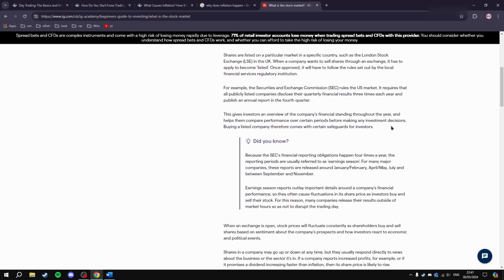Shares are listed on a particular market in a specific country, such as the London Stock Exchange in the UK. When a company wants to sell shares through an exchange, it has to apply to become listed. Once approved, it will have to follow the rules set out by the local financial services regulatory institution.